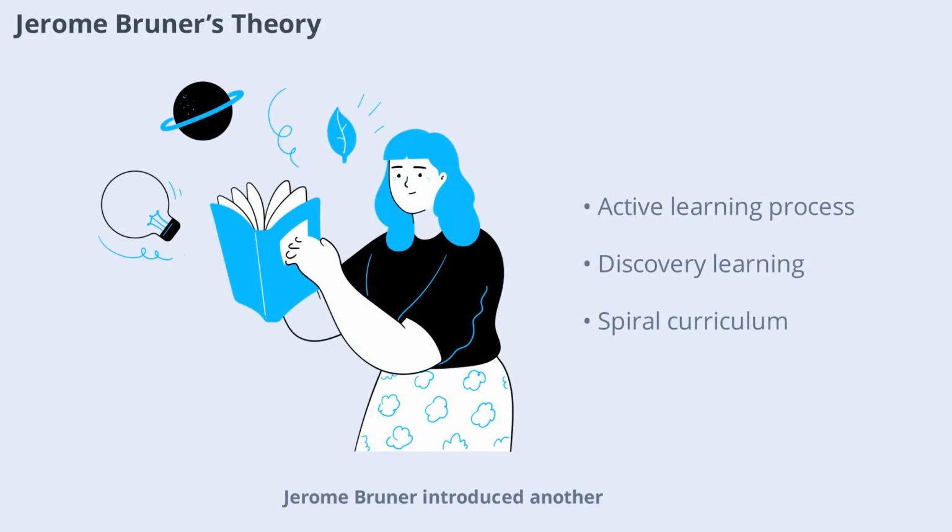Jerome Bruner introduced another influential perspective on cognitive development. He believed that learning is an active process in which learners construct new ideas based on their current knowledge. Bruner emphasized the importance of discovery learning, scaffolding, and the spiral curriculum, where complex ideas are revisited at increasing levels of difficulty. His work has greatly influenced educational practices worldwide.